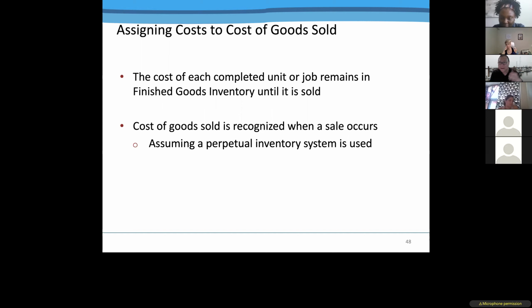2100, okay? So that's the difference, right? So for perpetual inventory systems, every time there's a sales transaction, you have to recognize the cost of goods sold. So the cost of the units, they are sitting in the finished goods inventory before they were sold. As soon as they were sold, they will go to the cost of goods sold account, right?